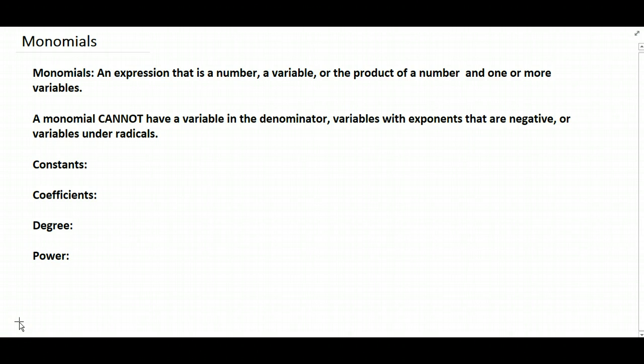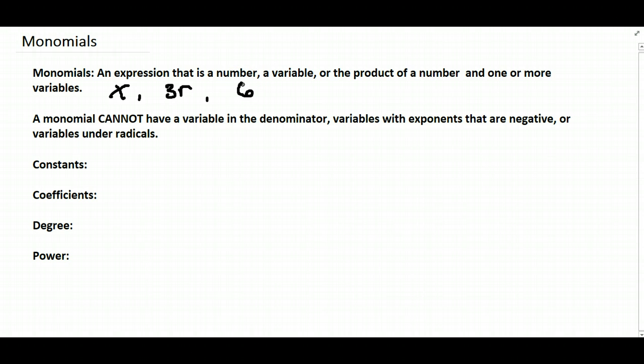This is section 5-1. We're talking about monomials, and we are on page 222. Okay, so a monomial. A monomial is an expression that is a number, a variable, or the product of a number and one or more variables. So that's like x, or 3r, or just the number 6.